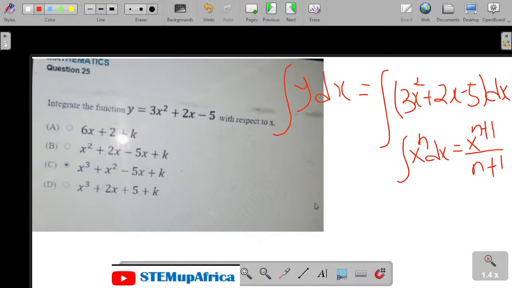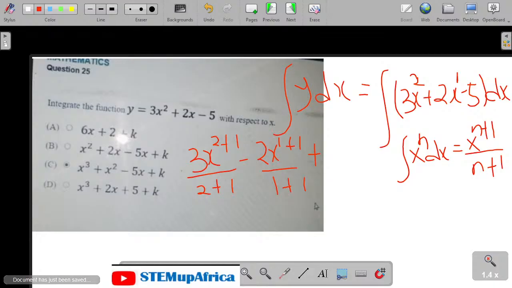So if I integrate it now, if my n is 2, that means I'm going to have 3x to the power 2 plus 1 over 2 plus 1 minus, this power of x is 1. Every x is raised to the power 1. So my n in the case of 2x is 1. So I'm going to have 2x to the power 1 plus 1 over 1 plus 1 plus, if you integrate a constant, meaning a number without x, you add x to that number plus our constant of integration, k. Although it's not compulsory to use k, some people use c.